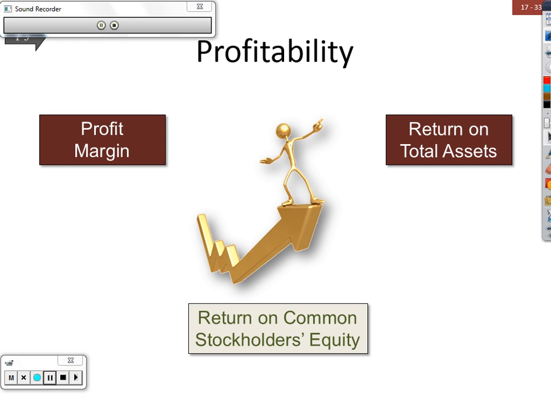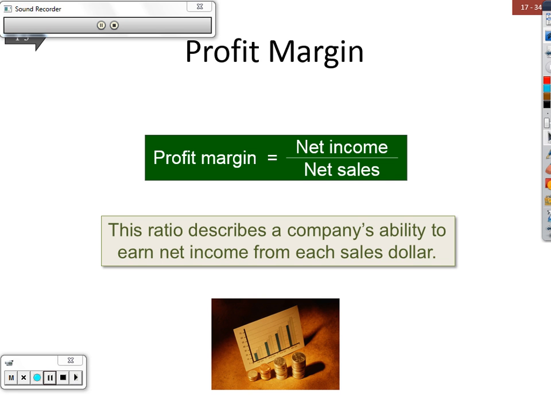And lastly, profitability ratios: profit margin, return on total assets, return on common stockholders' equity. Those things are important, and that is actually talking about both the income statement and the balance sheet, because we're looking at the profit of a business. Just because a business has good cash flow doesn't necessarily mean that they are profitable.